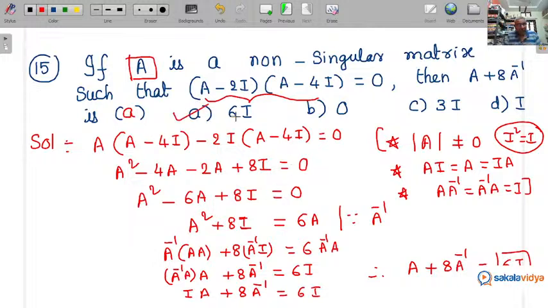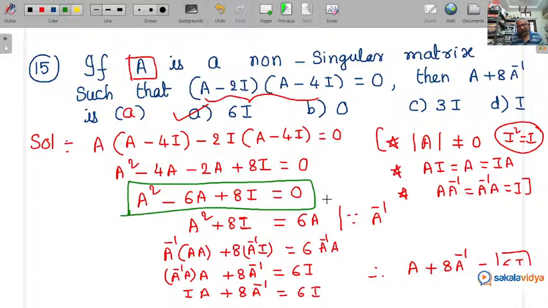So one additional piece of information for you: this is called the characteristic equation. With the help of this we can find out eigenvalues. Sometimes you may be asked in PGT, TGT examinations about eigenvalues also. The characteristic or Cayley-Hamilton equation also, this is called.